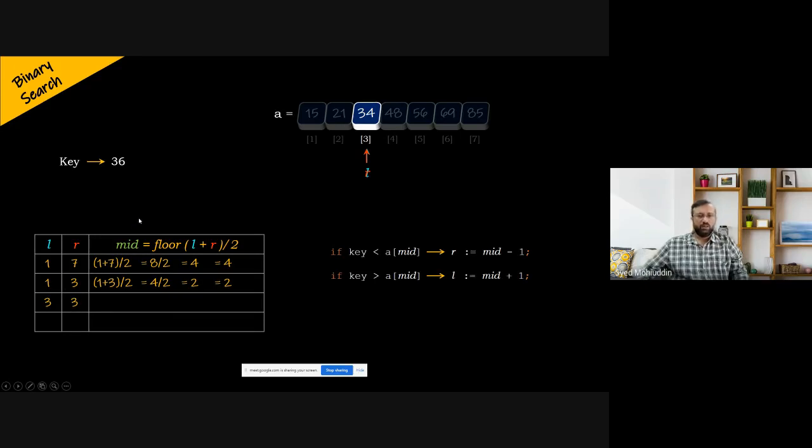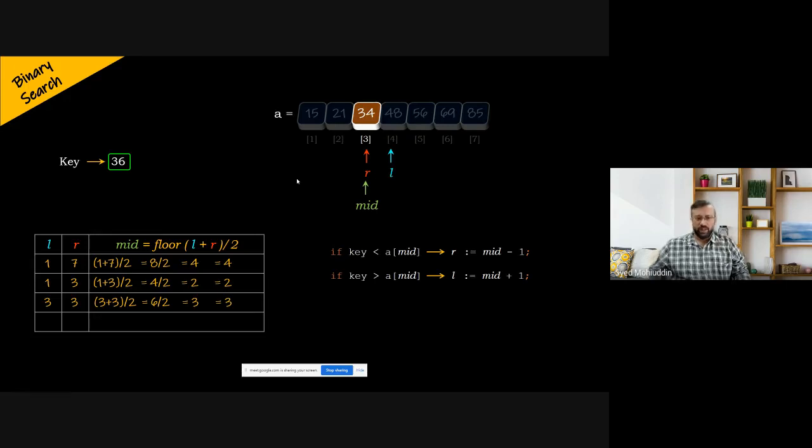And now L and R, L plus R, 6 by 2 will be 3 itself, so mid will also be pointing to 3. Now 36 is checked. If 36 is equal to 34, no, it's not equal. Is 36 less than 34? No, it is greater than 34. So if it is greater than 34, L is moved to mid plus 1. Mid is 3. L will now be 3 plus 1, that is 4. So L will move to the fourth index.